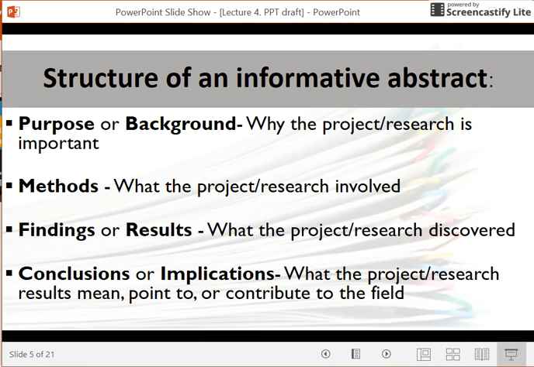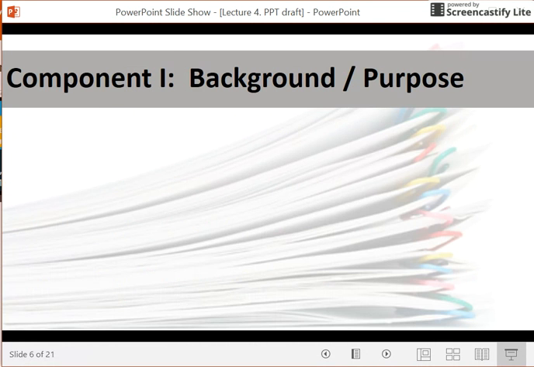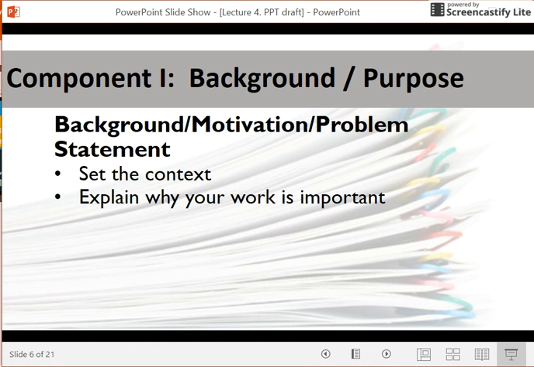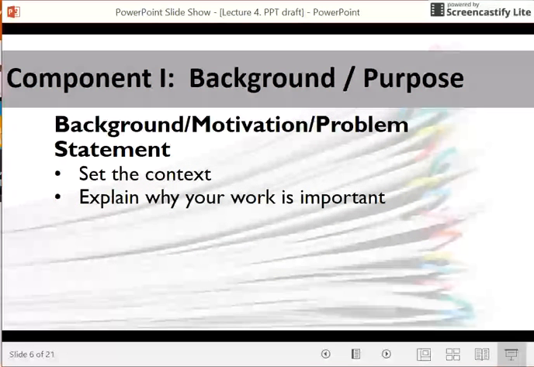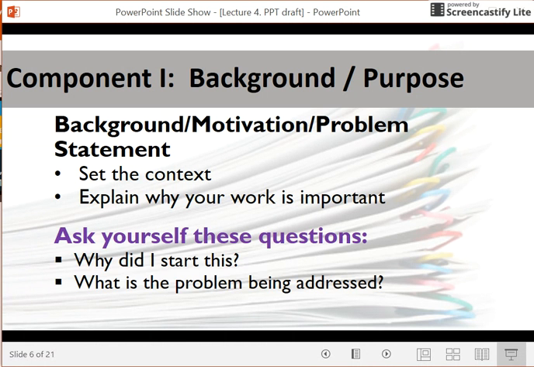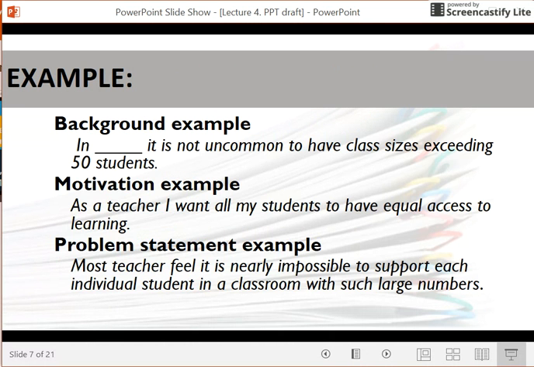Let's review the structure of an informative abstract. We have the purpose or background, methods, findings or results, and finally, conclusions or implications. Component 1, background or purpose. The background, motivation, or problem statement will set the context and explain why your work is important. As you're writing this, ask yourself these questions. Why did I start this? What is the problem being addressed? Here are some examples.